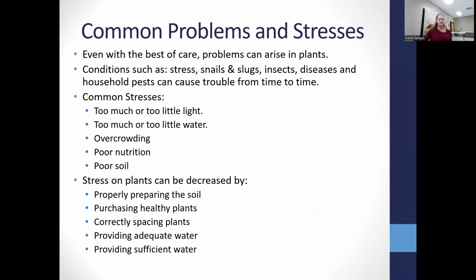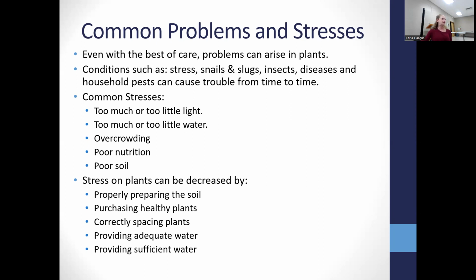Some common problems and stresses that you're going to see with any types of plants, whether they're ornamental or in your garden. Stress, number one problem. It can be drought, too much water, too little water is usually what causes our problems, as well as the fluctuations in our temperatures. It's either too hot or too cold. There's no happy medium. Snails and slugs.